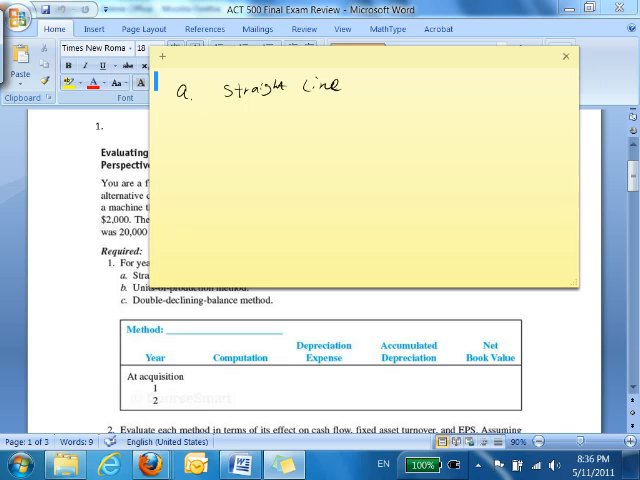The straight line depreciation method is the most widely used method for depreciation, and it's pretty straightforward, as its name says. Straight line depreciation, very straightforward.